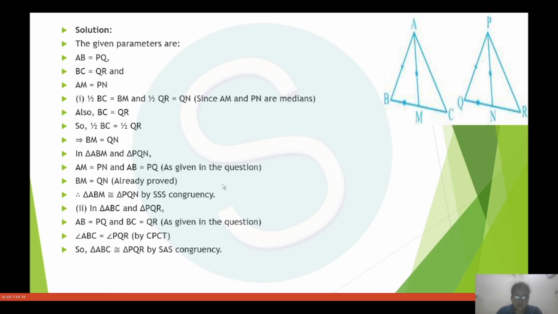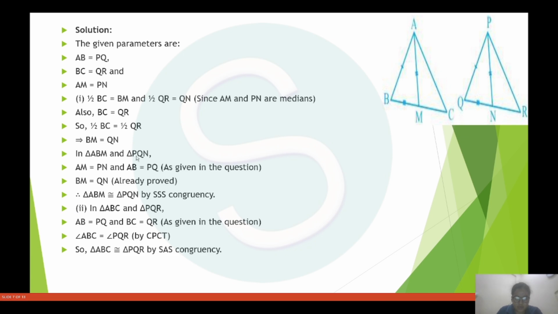So हम कैसे प्रूव करेंगे? Firstly हमें गिवन है BC equals to QR, right? So अगर हम BC का हाफ करते हैं तो हमें मिलेगा BM. Also BC is equals to QR. So BC का हाफ और QR का जो हाफ होगा वो दोनों आपस में इक्वल होंगे. That is BM is equals to QN.